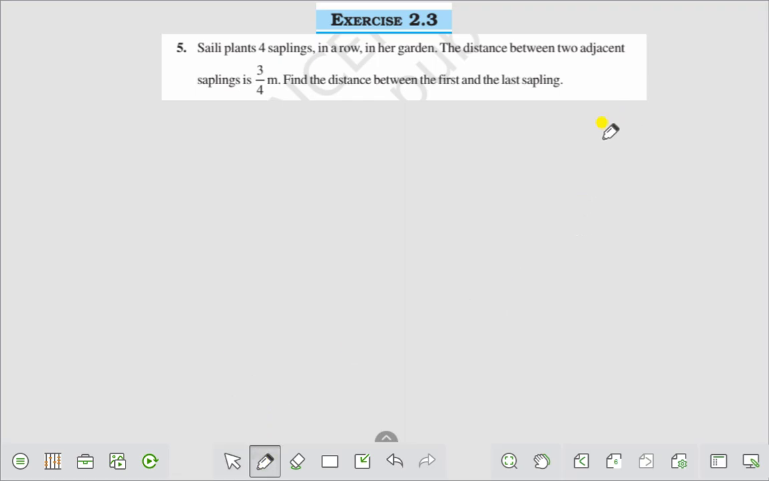Let us draw here. Suppose this is the first sapling. This is the second sapling. This is the third sapling. And this is the fourth sapling.